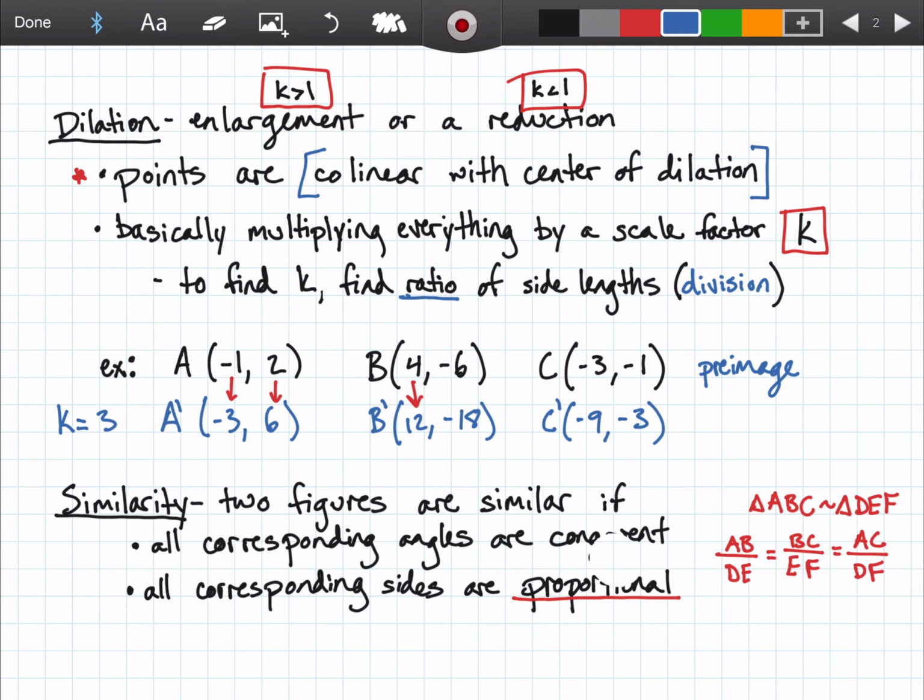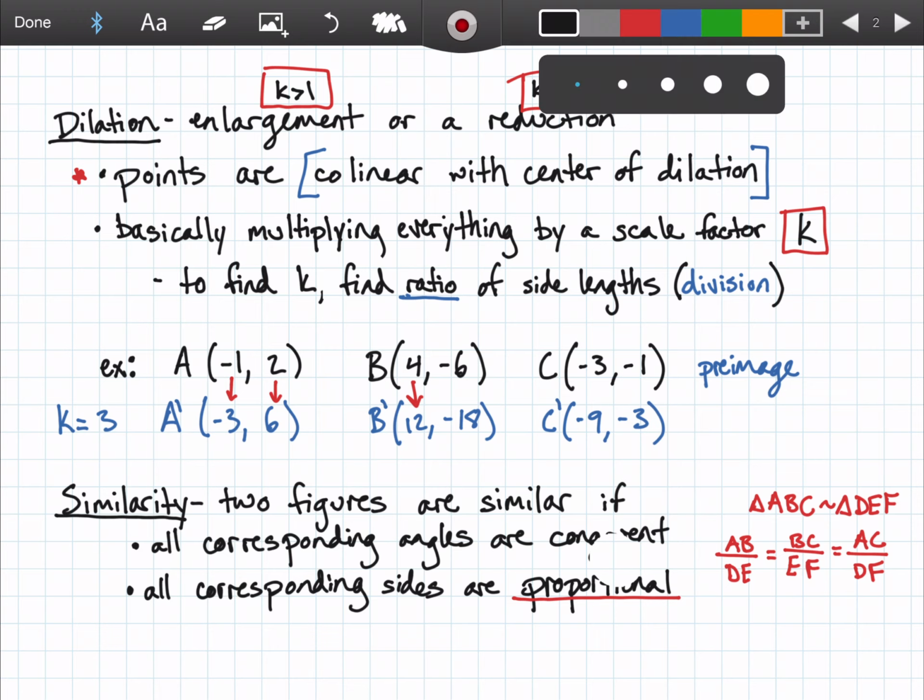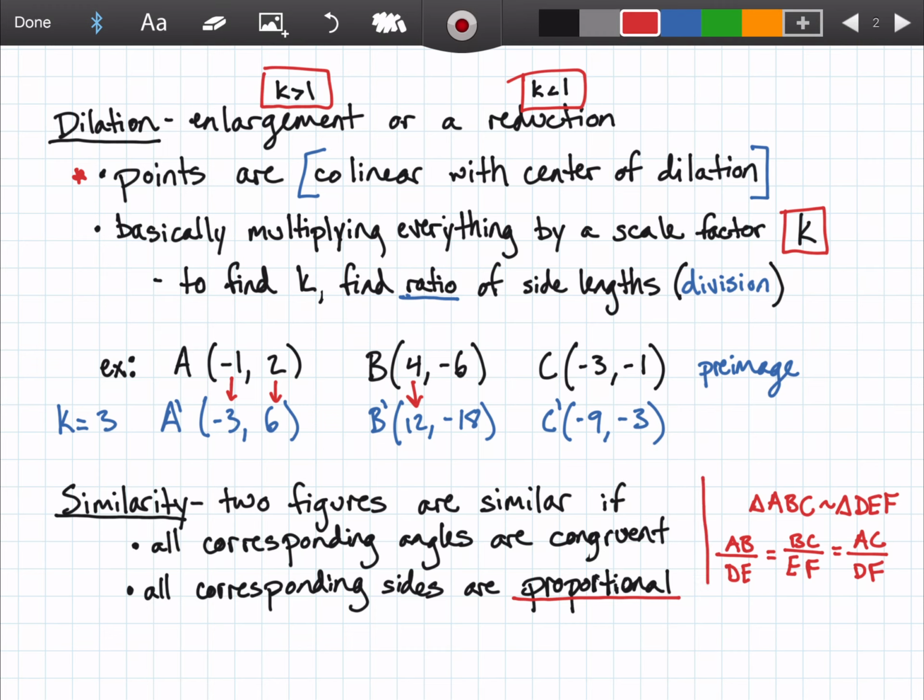So contrasting that, or more like comparing it to similarity, because they are very similar, one might say. Similarity, basically two figures are similar if all corresponding angles are congruent. Apparently I got an erased patch there. Congruent, and all side lengths are proportional. Here's what I mean by proportional. Wow, this is in red. I bet that was really important.